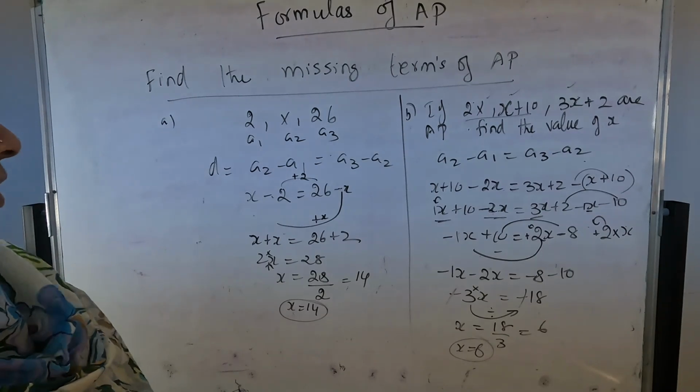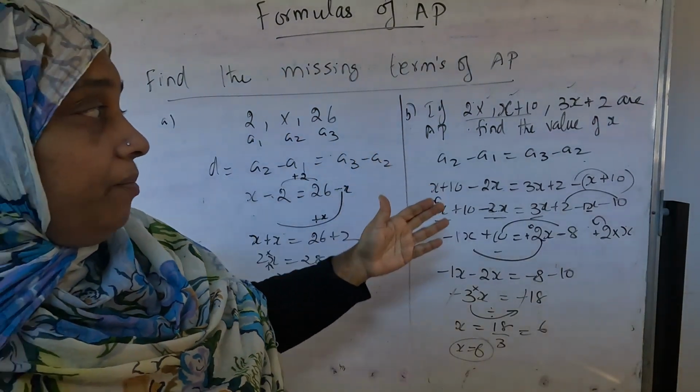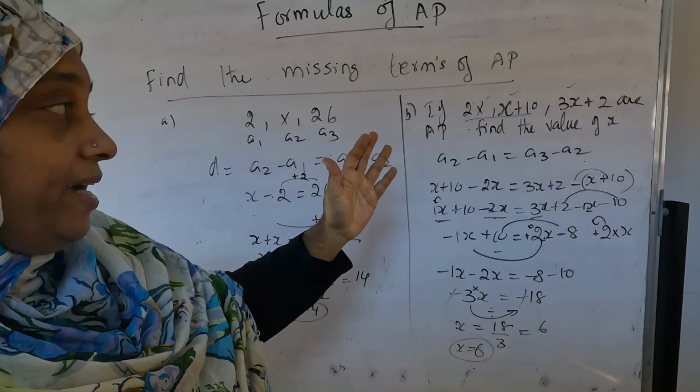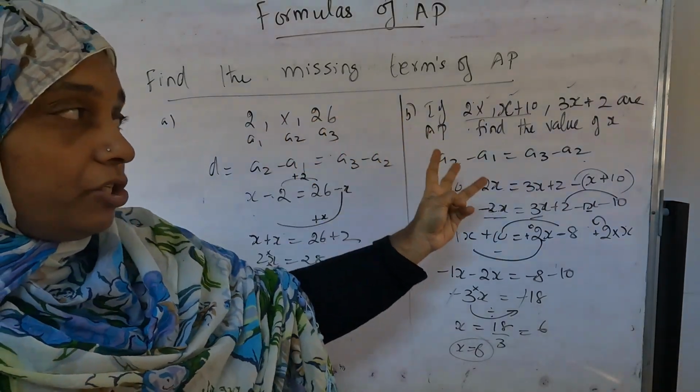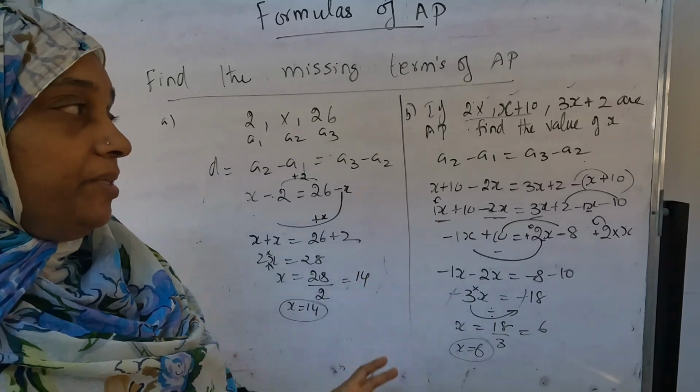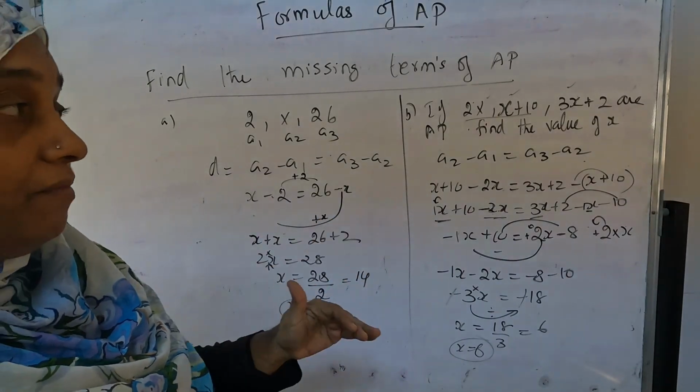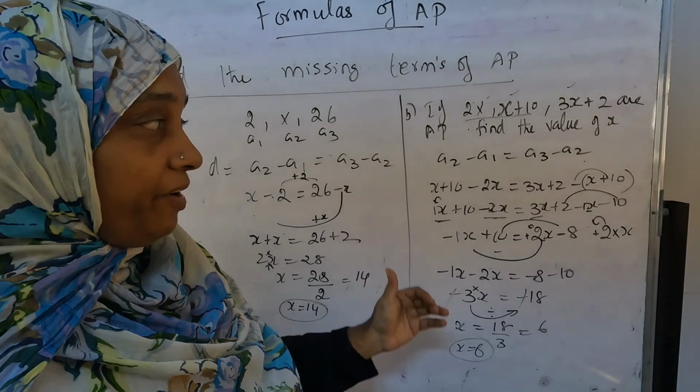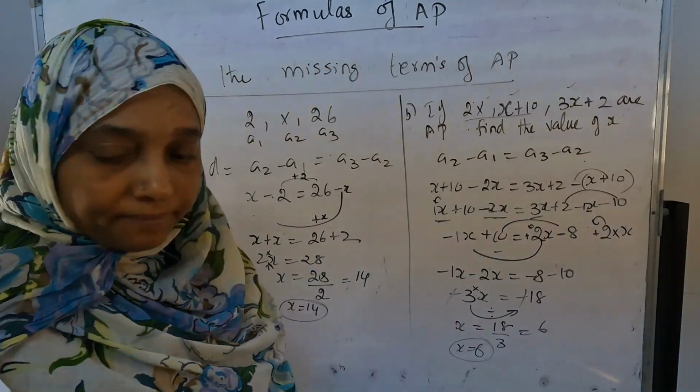Okay, easy sum. Like this, sums are also asked on the board. Find the missing term. If it is 3 terms, you are solving like this. More than 3 terms means we have to take the term which is related, and then proceed. That also we will see.